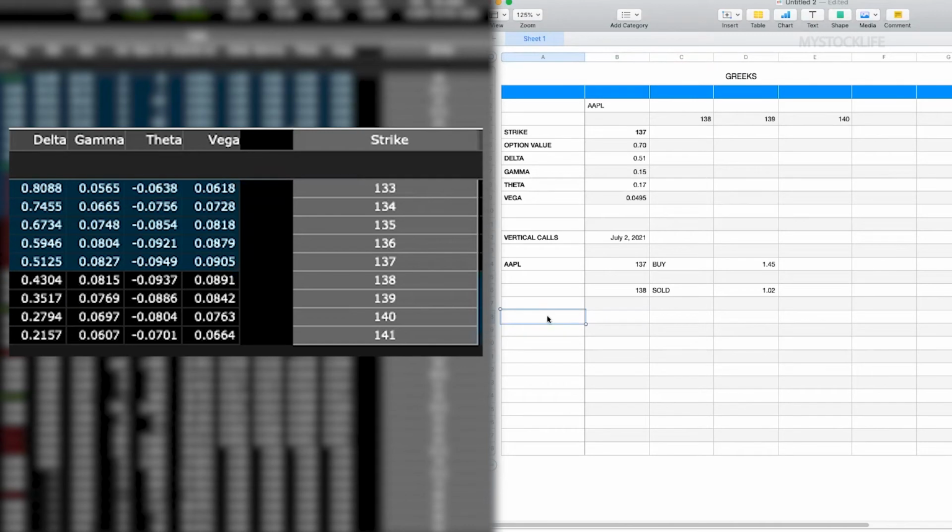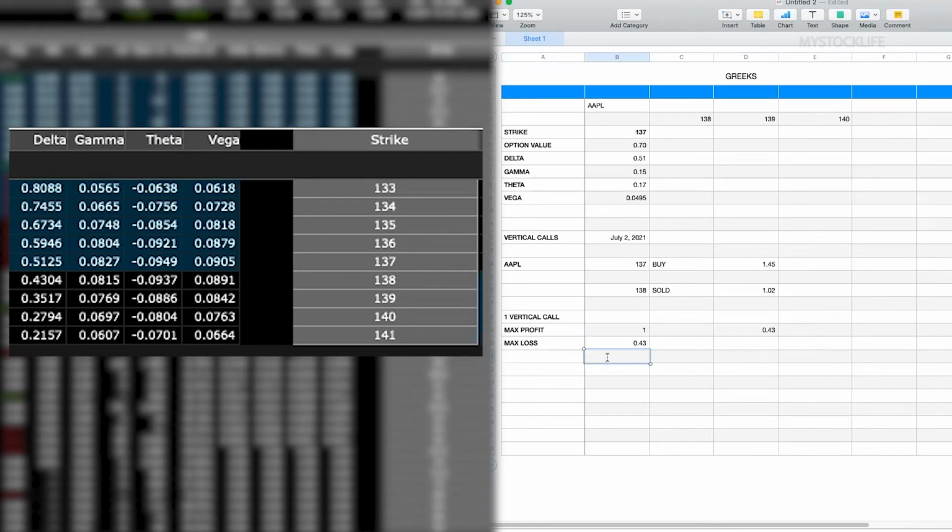So let's say I'm doing one vertical call here. First thing, the difference in my strikes is 137, 138. First thing I want to do is calculate my max profit, which is the difference between these strikes. You can just do the bigger strike minus the lower strike. So my max profit is 1. What's my max loss? I bought this call for 1.45 and sold this for $1.02, right? So this spread is going to cost me 43 cents, and my max loss is 43 cents.